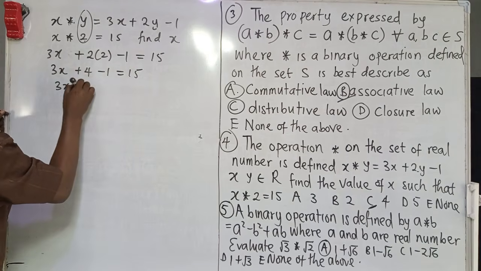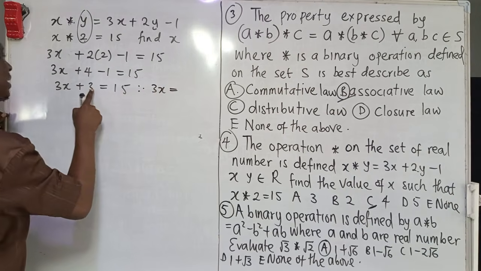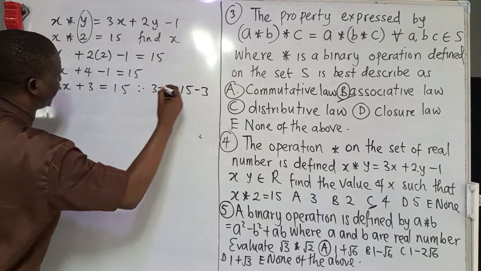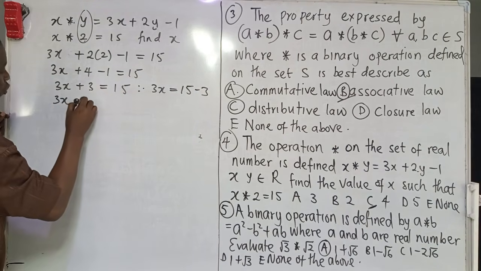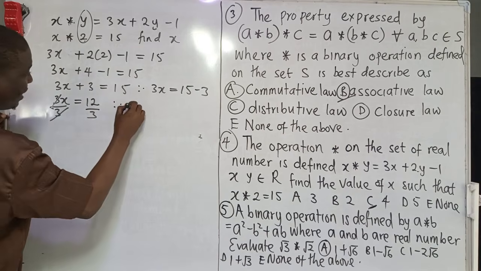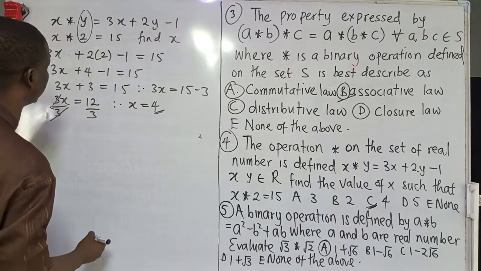We will have 3S plus 3 equal to 15. Therefore, 3S equals, collecting like terms and taking plus 3 to the other side, 15 minus 3. Therefore, 3S is equal to 12. If I divide by 3, therefore S equals 4. So the answer is C. That's why I say if you do it well.